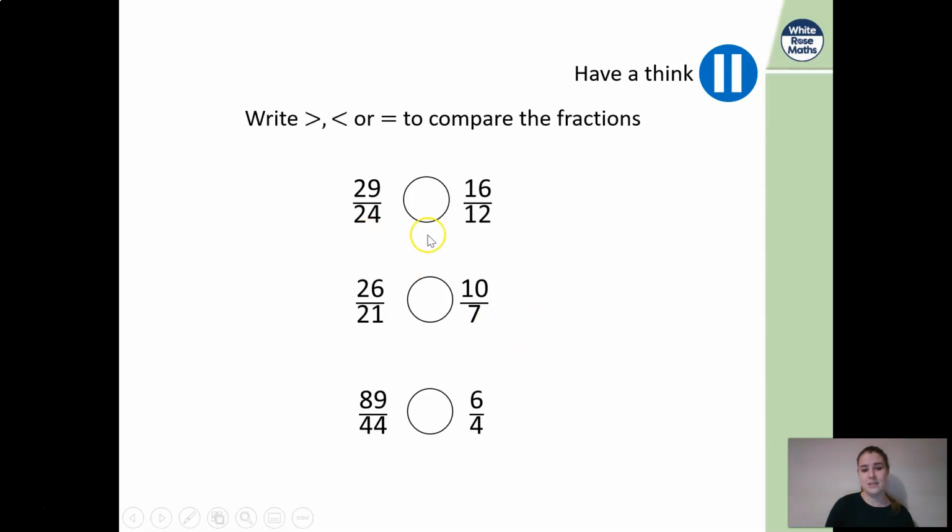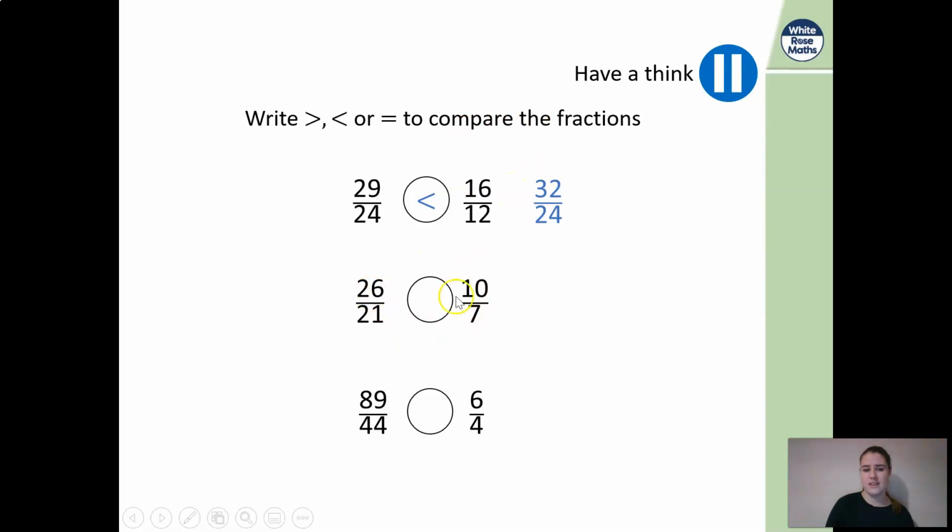Okay, well, I can clearly see the common factor here of 24 and 12 is that 12 goes into 24. 24 is in the 12 times table. So I can multiply this by 2, which means I multiply my numerator by 2, which gives me 32. Now I can see here that 32 out of 24 is bigger than 29. I've got 32 additional pieces of my 24. Here I've only got 29, so that makes 16/12 the biggest number.